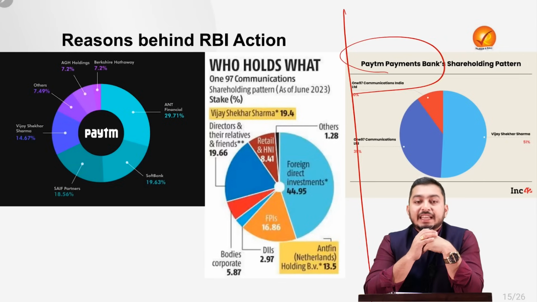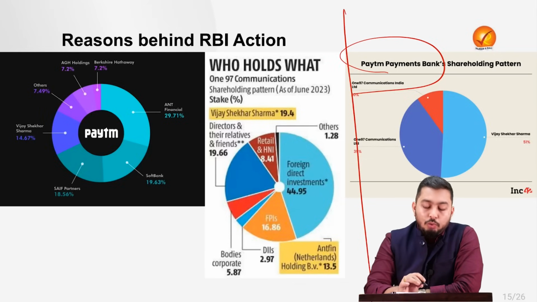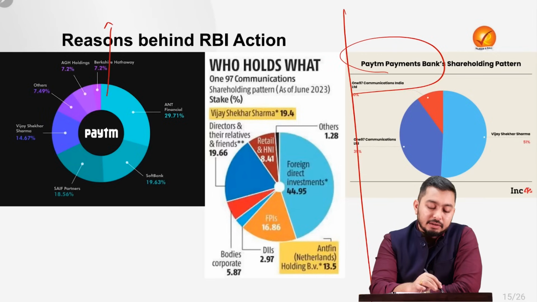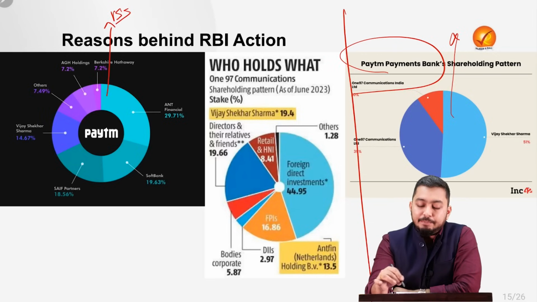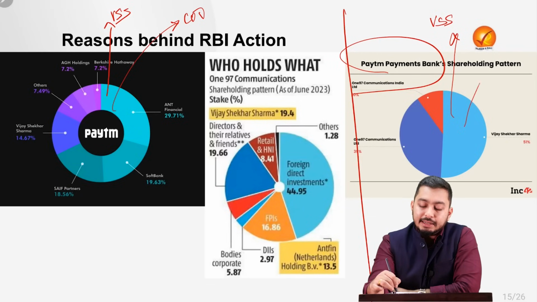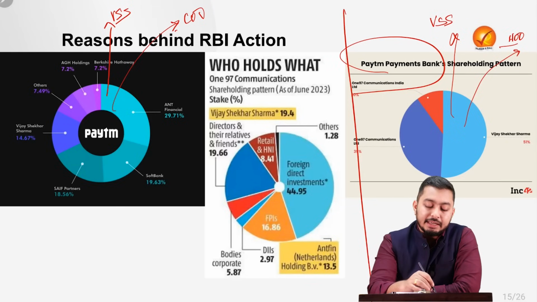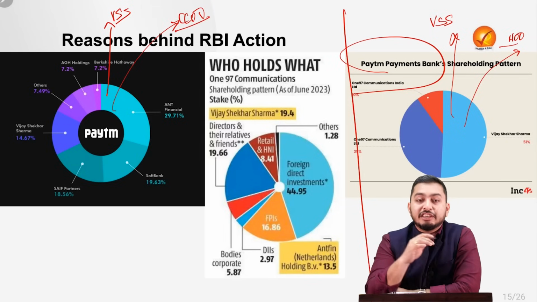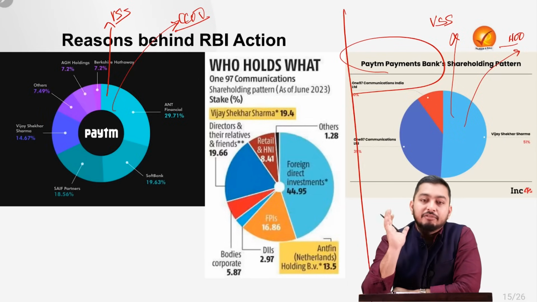Now simultaneously, the other entity was PPBL, Paytm Payments Bank. Now in Paytm Payments Bank, what is happening? Who is operating Paytm? Vijay Shekhar Sharma. Who is operating Paytm Payments Bank? Vijay Shekhar Sharma. Here someone is a COO. The same person here in this company has become, let's say, head of operations, chief operating officer. So similar role, different names, but same individual.